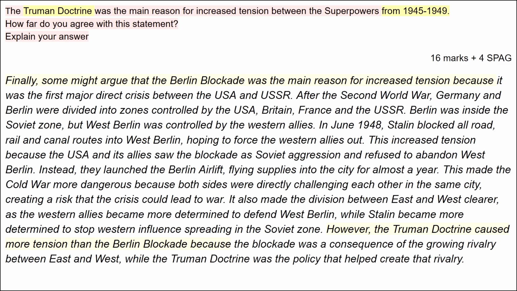So here I've said, yeah, the Berlin blockade did cause increased tension, but it wouldn't have happened if the Truman Doctrine hadn't been there first. The Truman Doctrine, that policy of stopping the spread of communism, leads to the Berlin blockade when Stalin tried to take the blockade for himself.